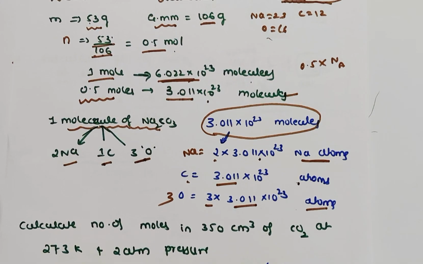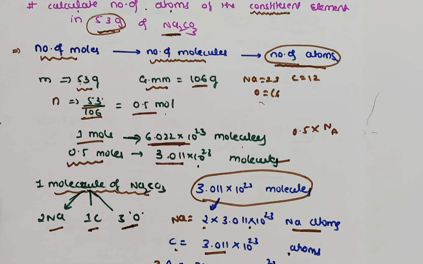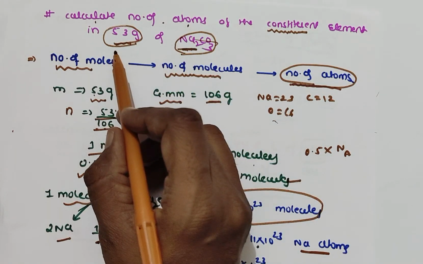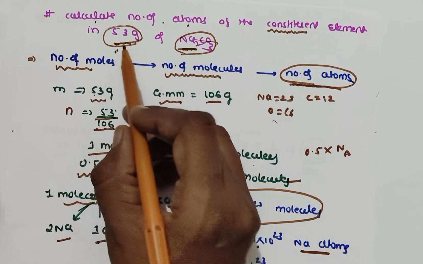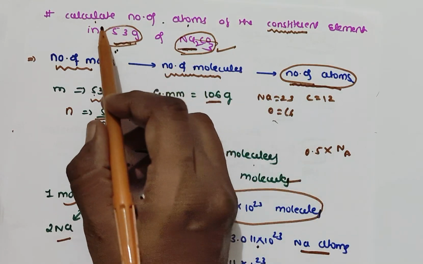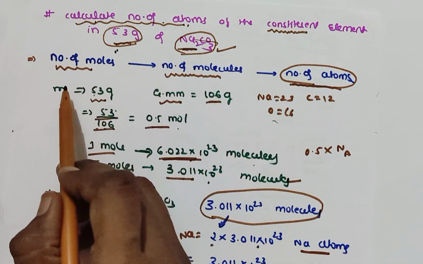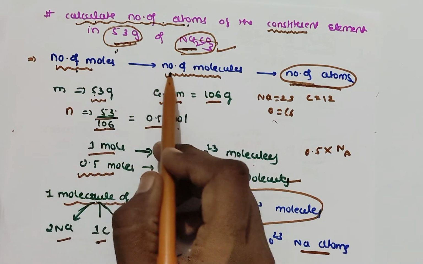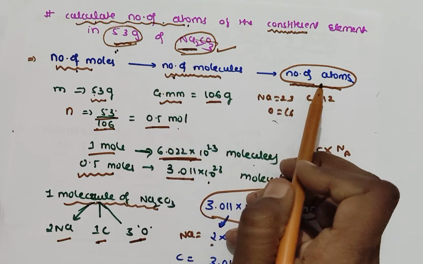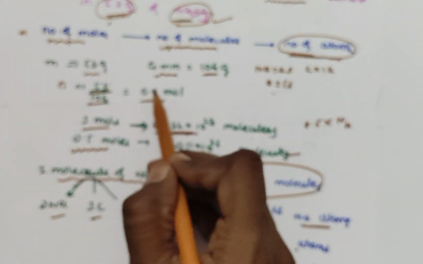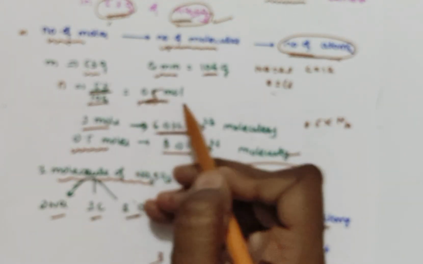Is this clear to everyone? Listen once again. Here they gave the mass and the compound is Na2CO3, and they asked to calculate the number of atoms. For that, first we calculate the number of moles, then the number of molecules, then the number of atoms. First we have to calculate the number of moles. Here the number of moles is 0.5. By using this, finally we calculate the number of atoms. Is this clear? Understood? Okay.